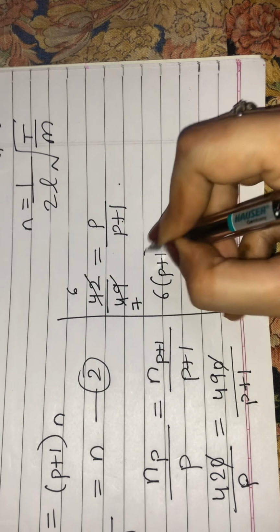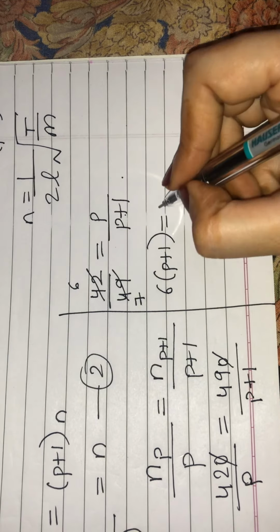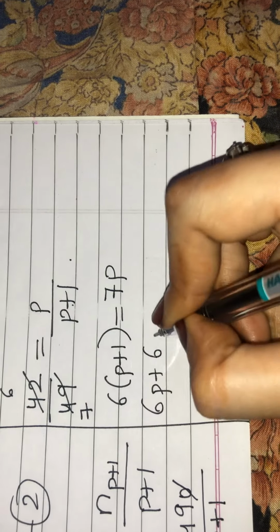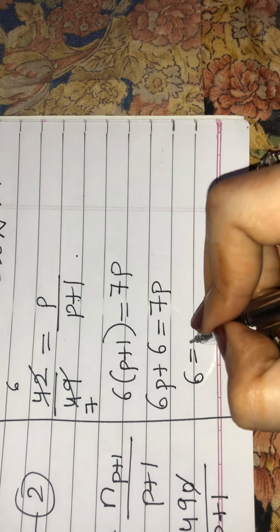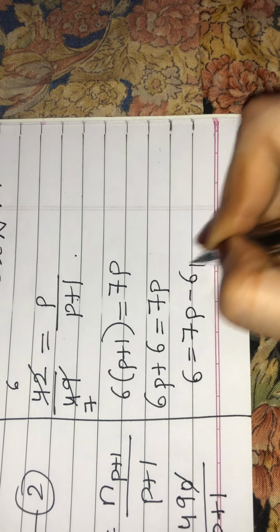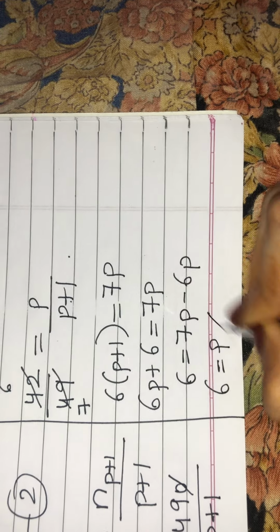6 into p plus 1 is equal to this 7 over here, so this is 7p. Now I'll open the bracket. 6p plus 6 is equal to 7p. Let 6 be over here and 6p will go on the right hand side. So 7p minus 6p, so 6 is equal to p.